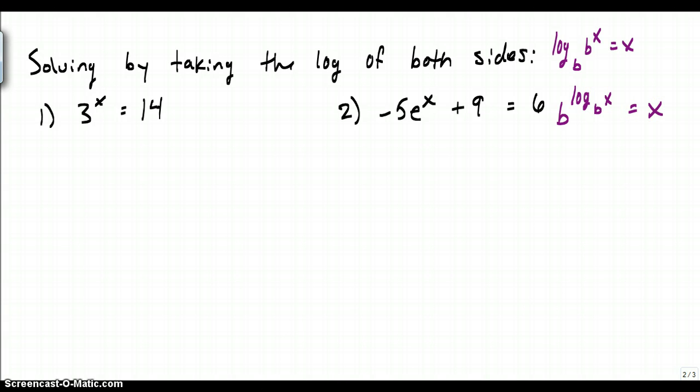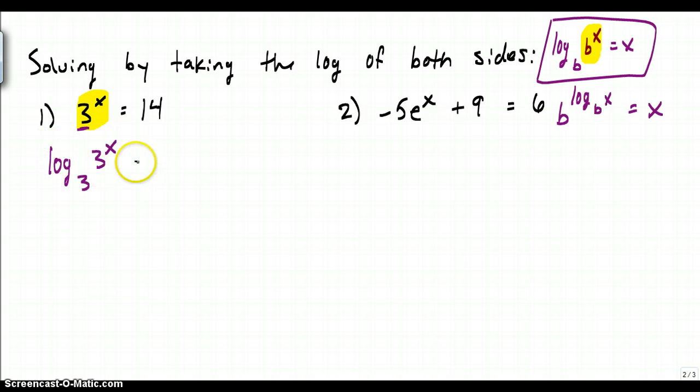So we're going to apply the first property right here by taking the log of both sides. So if you see in my property, I have a number raised to the x power, and here I have a number raised to the x power. Well, in order to get rid of that, I need to take the log of this base of both sides. So I'm going to do log base 3 of 3 to the x. And whenever I do the one side, I have to do the other. So log base 3 of 14.